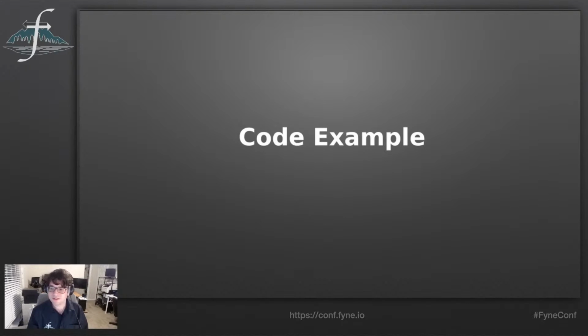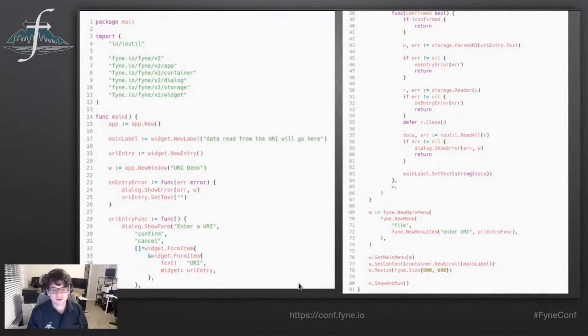So now let's take a look at a code example just to maybe drive this home a little bit. This is just a simple application. It's going to pop up, let us enter a URI, and then it's just going to read that URI as text and show it on the screen. So we're just going to drop all that in a label, and we'll create a little entry that the user can put their URI in.